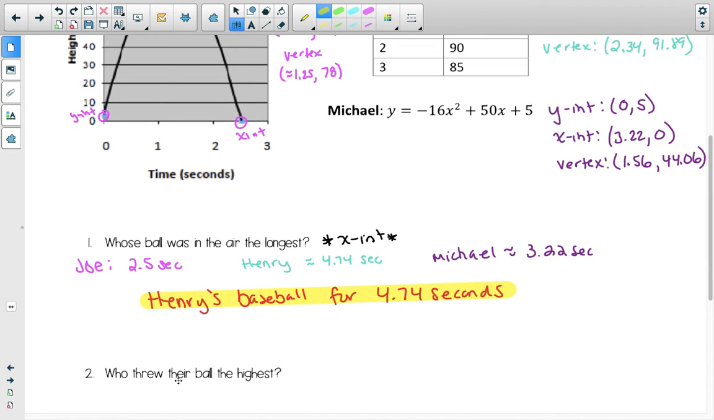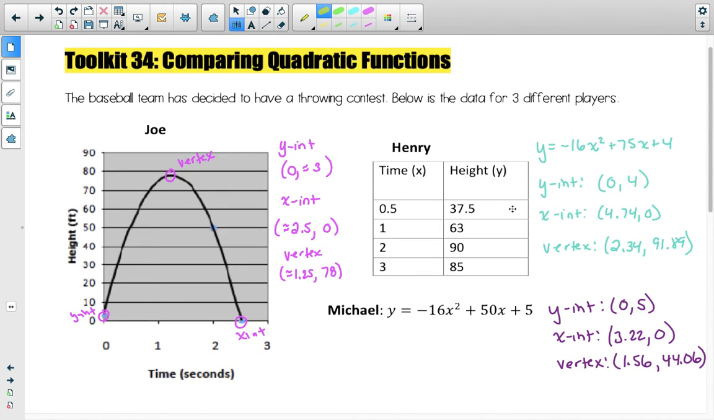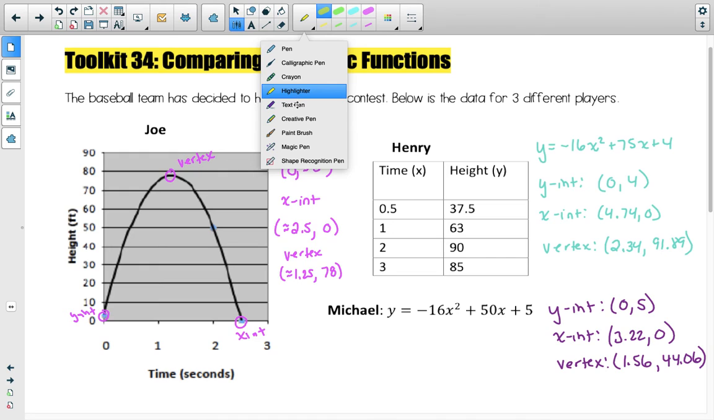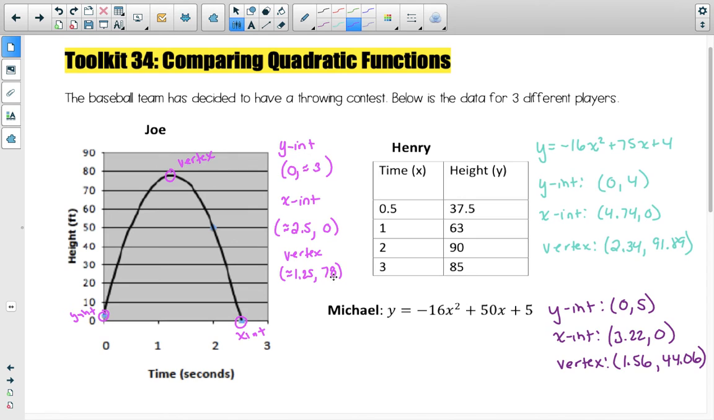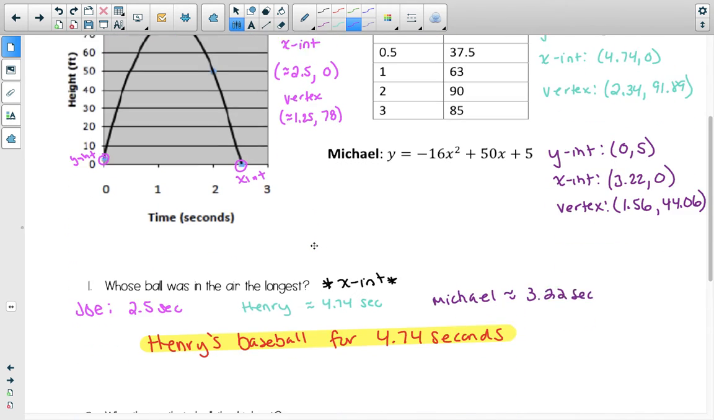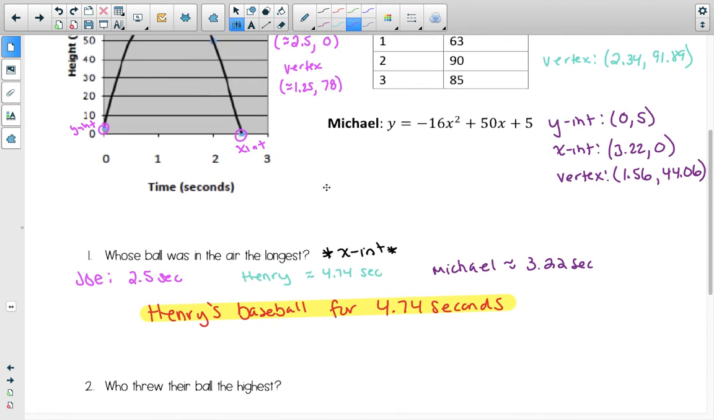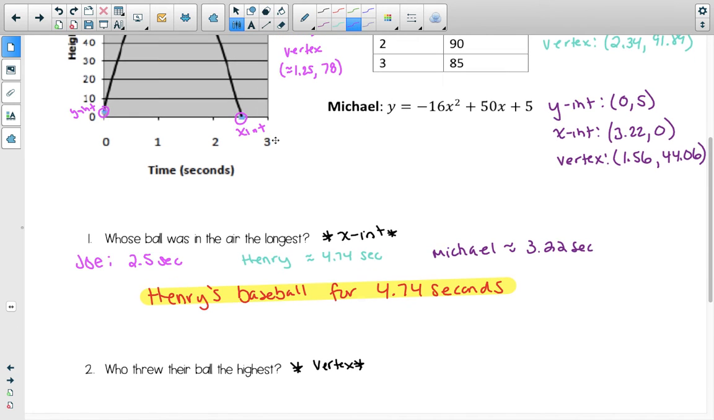Question 2 says, who threw their ball the highest? The highest would be looking at the y value of the vertex. For Joe, his vertex was at 1 and 25 hundredths, comma 78. But since we're looking for who threw the ball the highest, we only want to look at the y value. So for Joe, his y value was 78. Joe was at 78 feet.